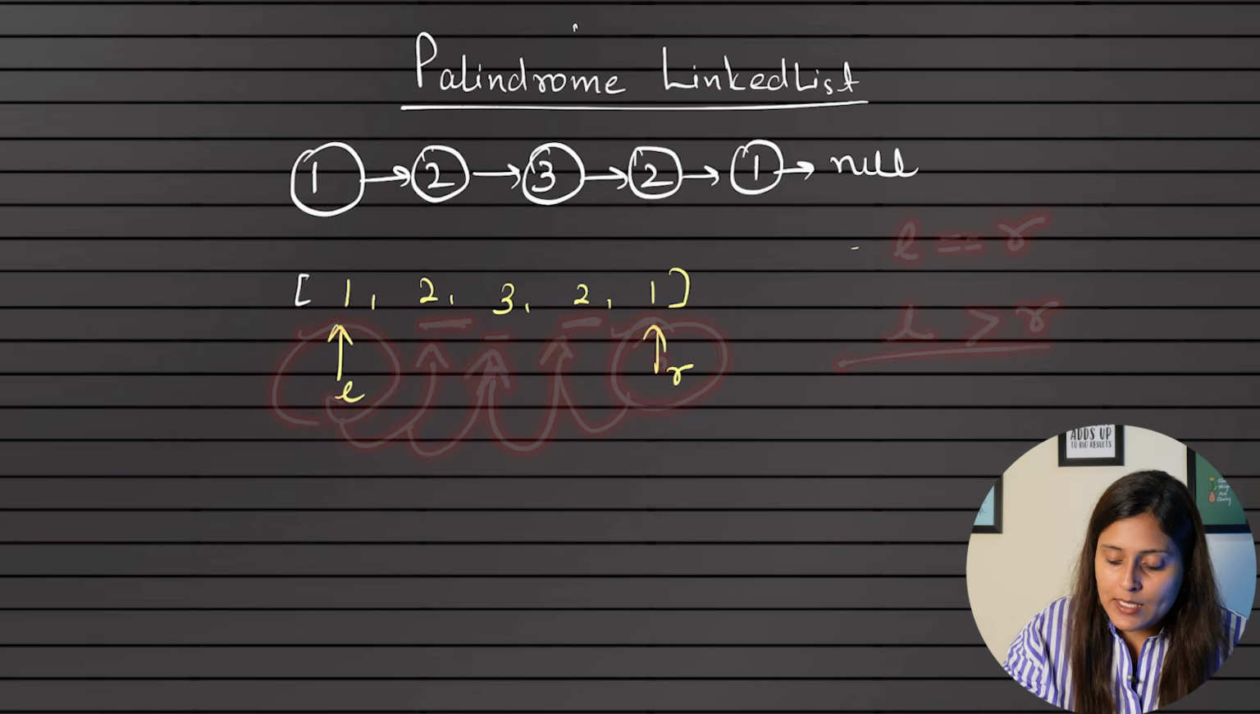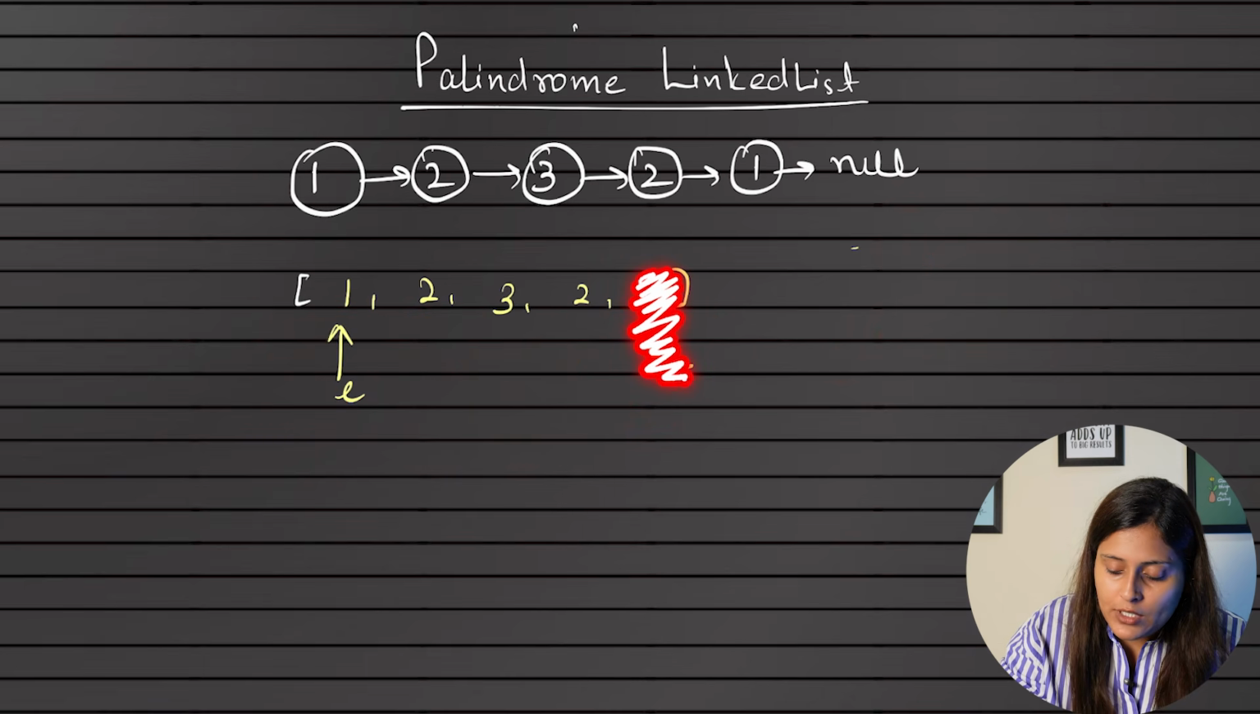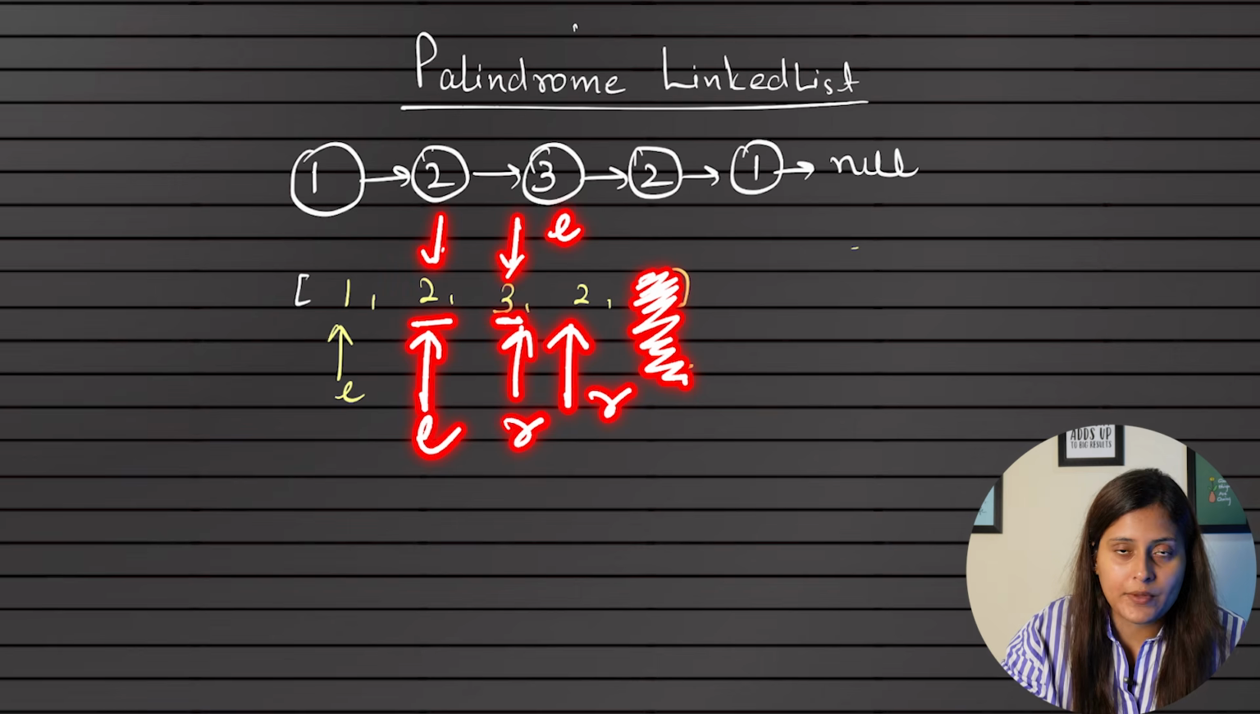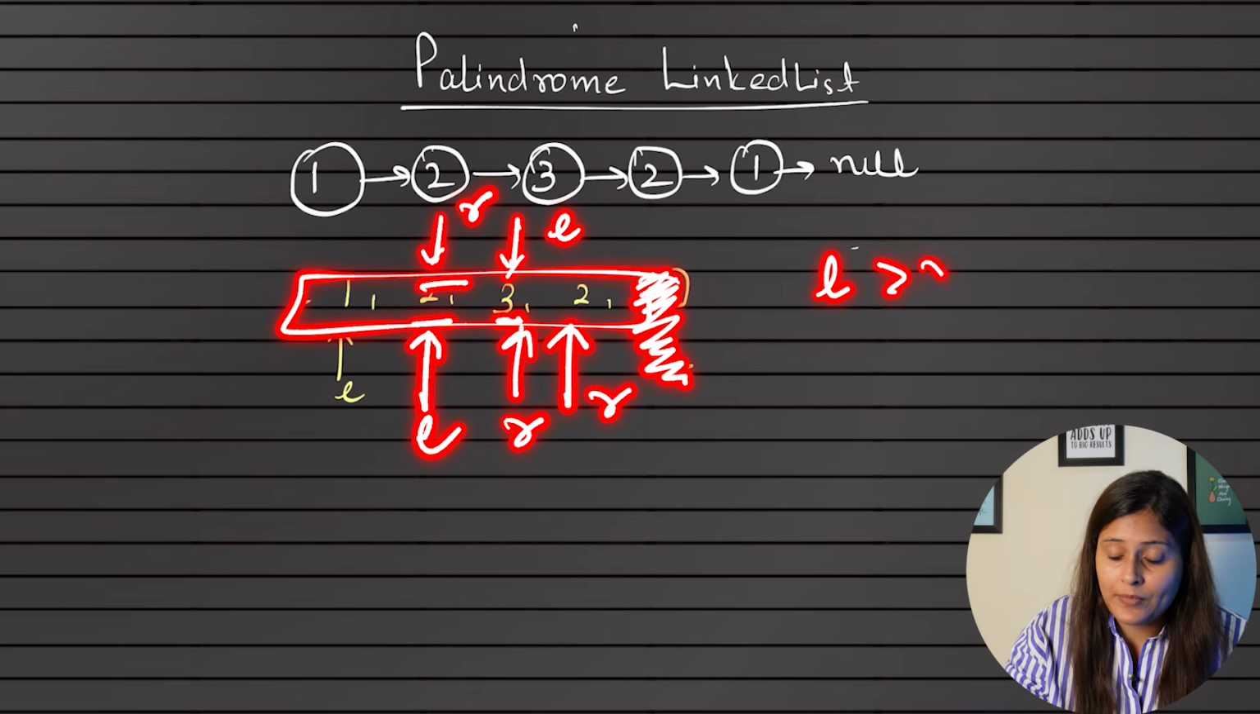What did I say? Suppose if we have only 4 length, so definitely right will be here. Now next time left will be here and right will be here, correct? As of now they are not same. Yes, in the next iteration left will come here and right will come here, correct? So that's what I said. In even case left will cross right, and in odd case left will become equal to right first.